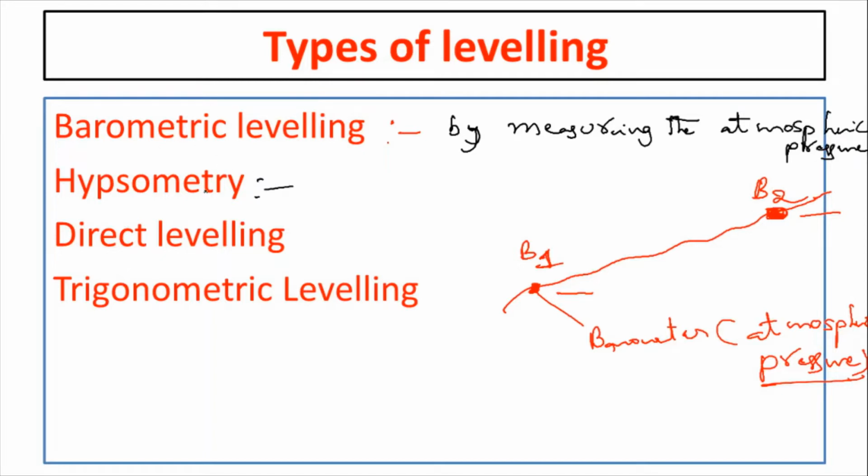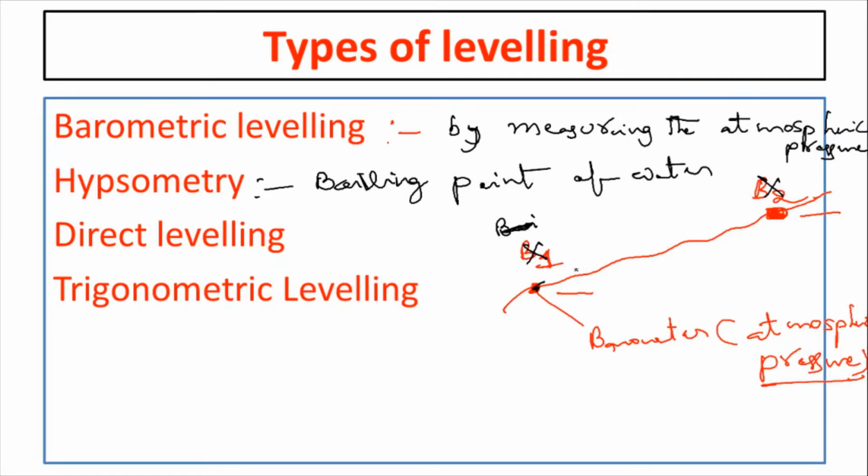And the next one is hypsometry. Hypsometry is somewhat similar to barometric leveling, but in hypsometry, instead of measuring the atmospheric pressure, we determine the boiling point of water. At each point, you have to determine the boiling point of water. Based on the difference between the boiling points of water at both points, you can determine the difference between the elevations. Again, this process is not accurate, like barometric leveling.